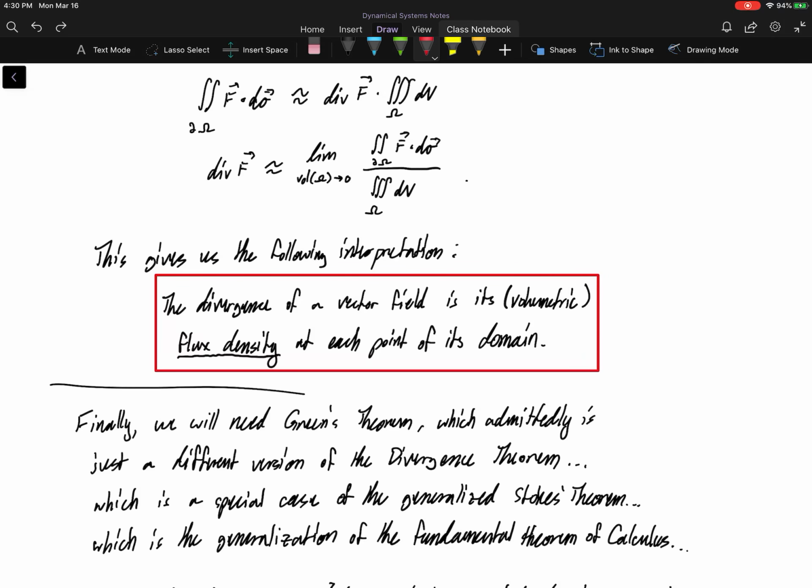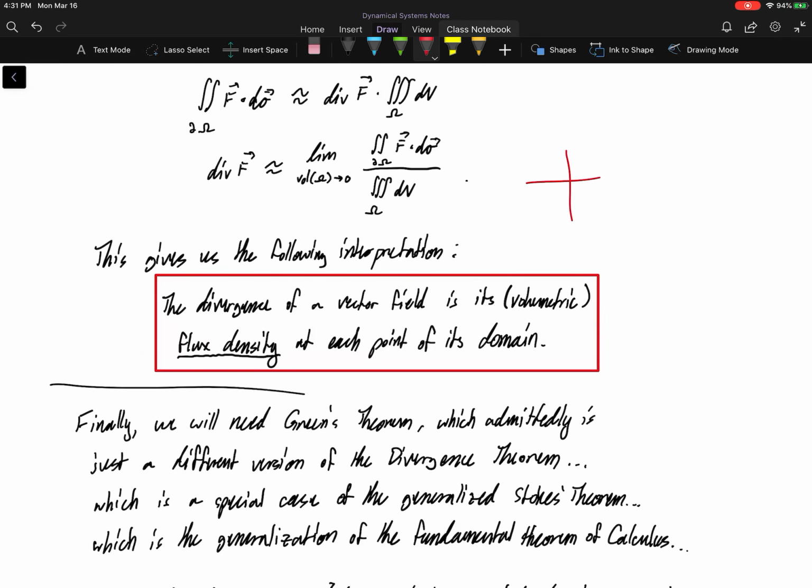Now, if that divergence is 0, we could have a net 0, with some bits coming in and some bits going out. So it's not necessarily that the divergence being 0 means that nothing is moving. No, it's just that there is no net movement through that region.